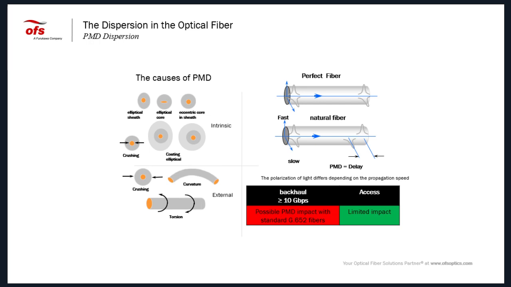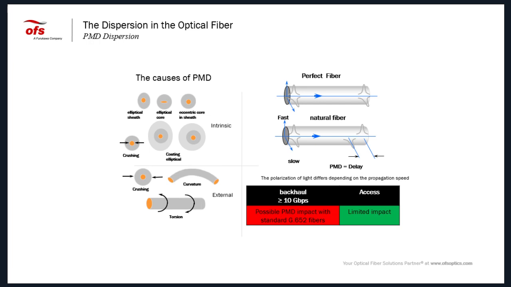So we talked about the mechanical reliability of the glass. We talked about the attenuation, and now we will talk about the dispersion in the optical fiber and the PMD, the polarization mode dispersion. This parameter is caused by the geometry of the optical fiber. Sometimes during the manufacturing process, some suppliers don't control the drawing process of the fiber, and this may lead to some defects like elliptical sheath, or elliptical core, or some eccentric core in the sheath.